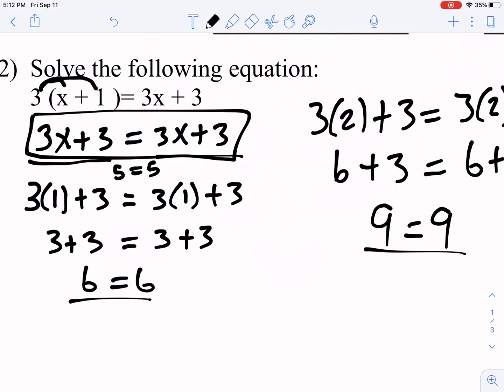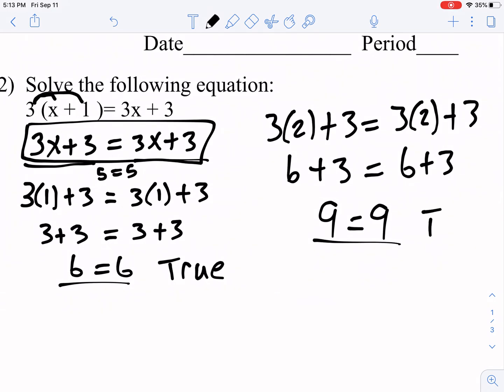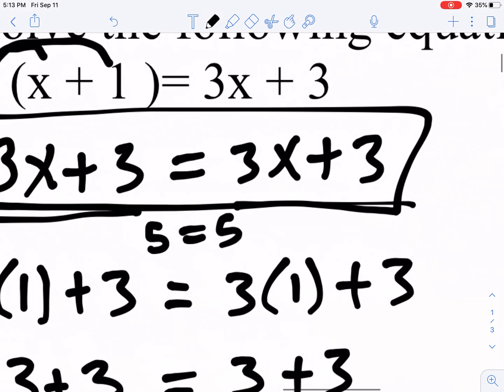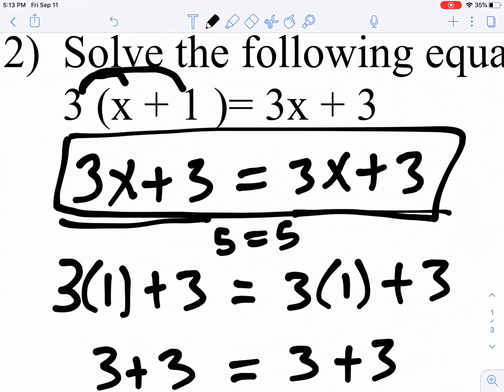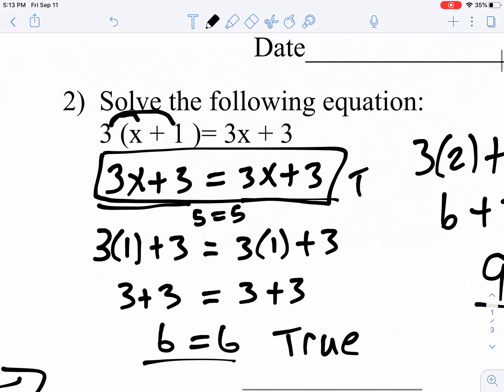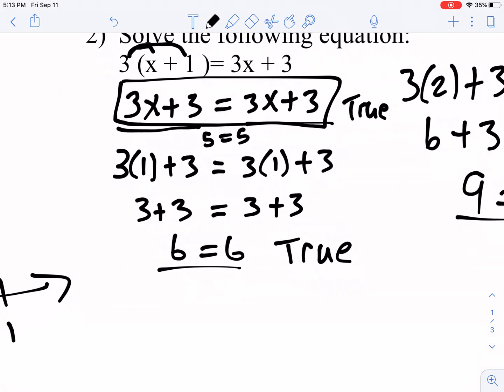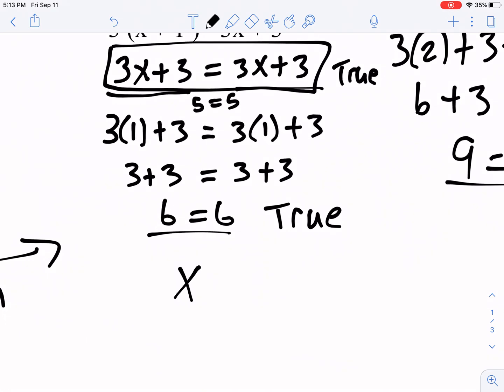So we plugged in 1 and we plugged in 2, and we got 6 equals 6 and 9 equals 9. Those are true statements, okay? 6 does equal 6, 9 does equal 9, and 3x plus 3 does equal 3x plus 3. That is a true statement. Both sides match. Anytime we have this situation where both sides match, the answer is x equals all real numbers, okay?